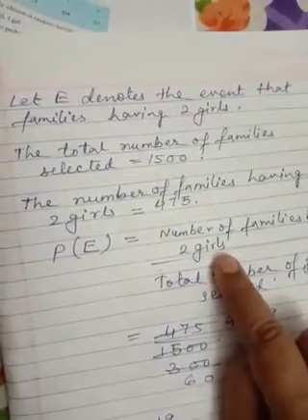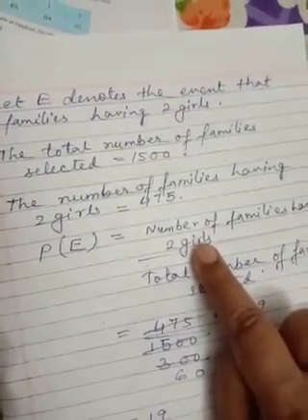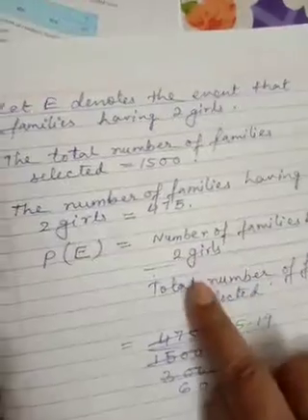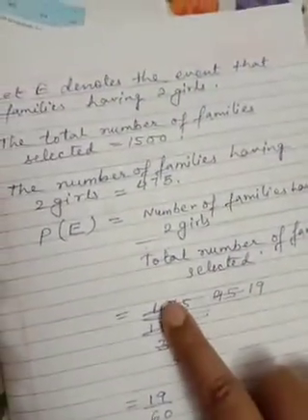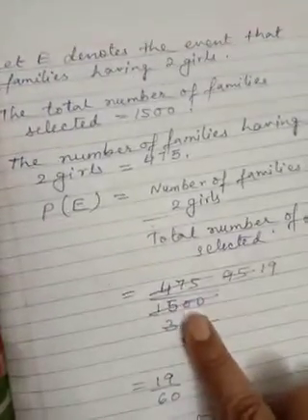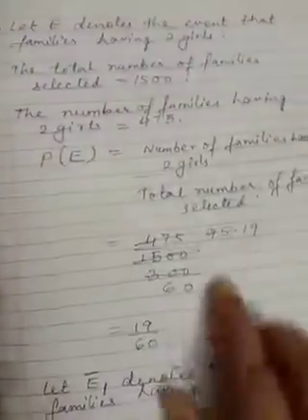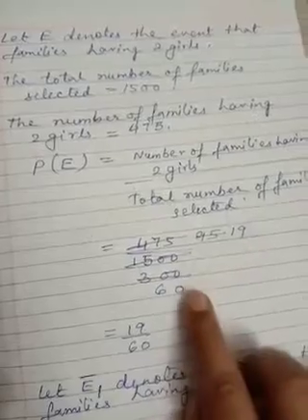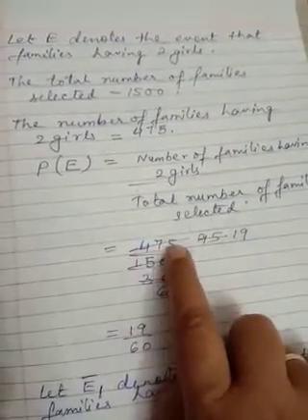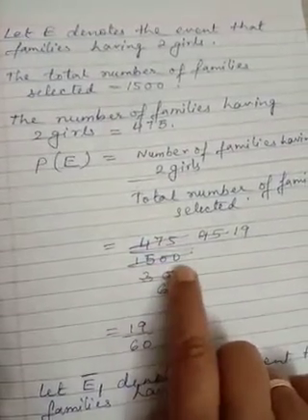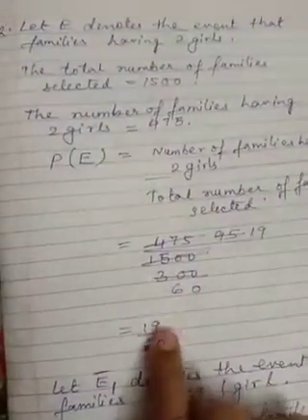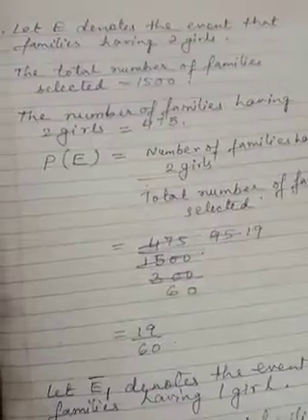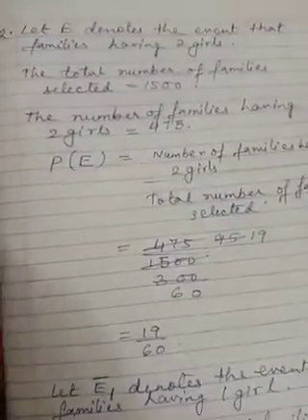From the table we know that 475 families are having 2 girls, and the total number of families selected we know is 1500. So divide 475 by 1500, we get 19 by 60. Dividing 475 and 1500 by 5, we get 19 by 60. So 19 by 60 is the probability of the event that a family has 2 girls.